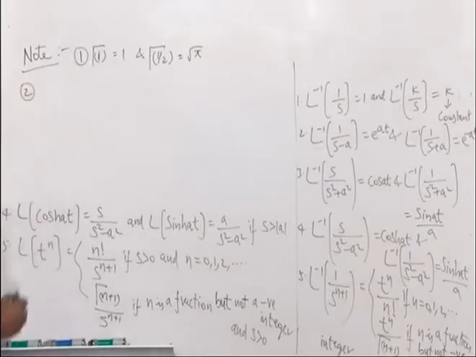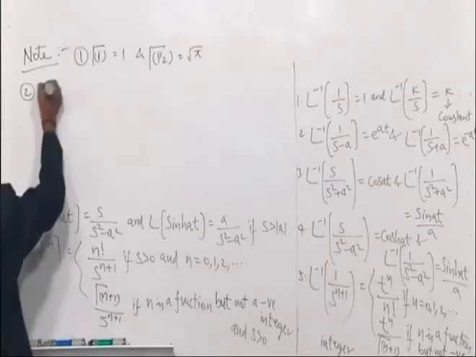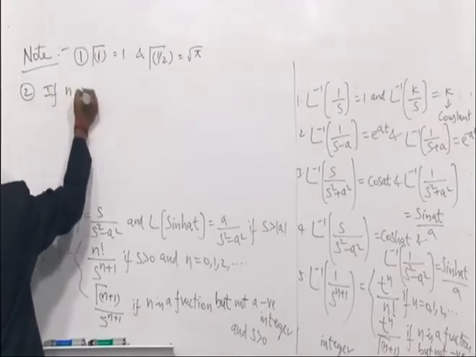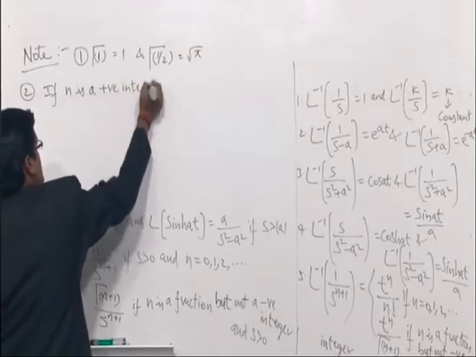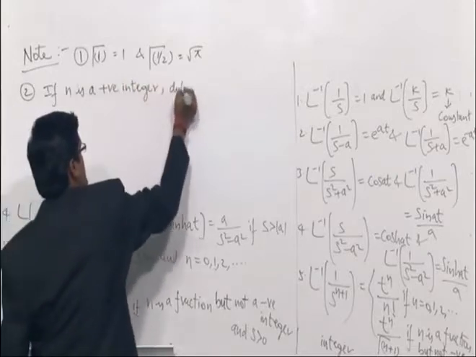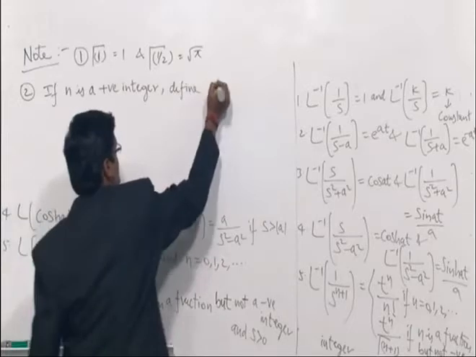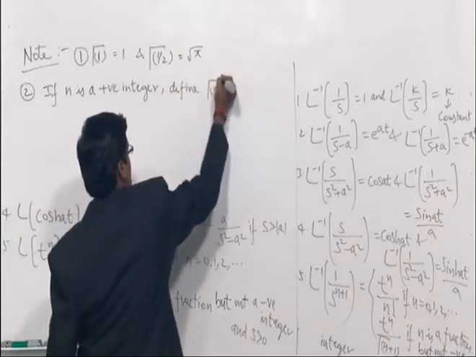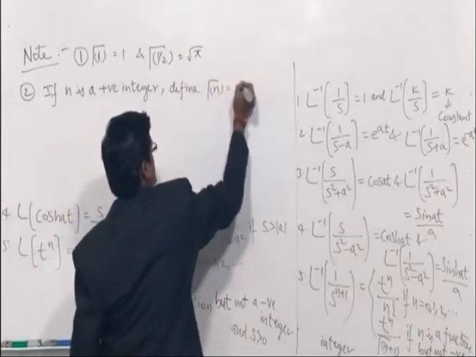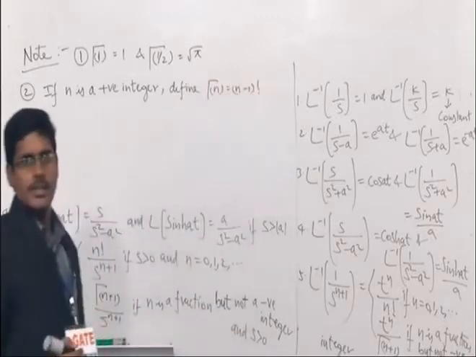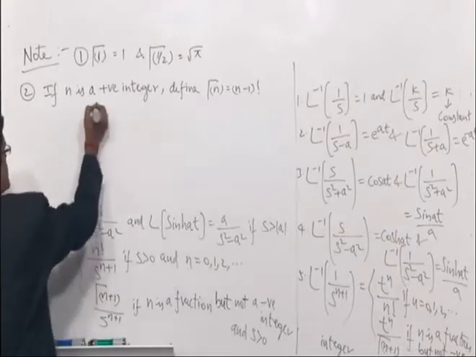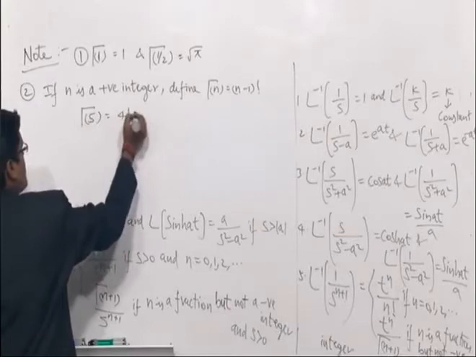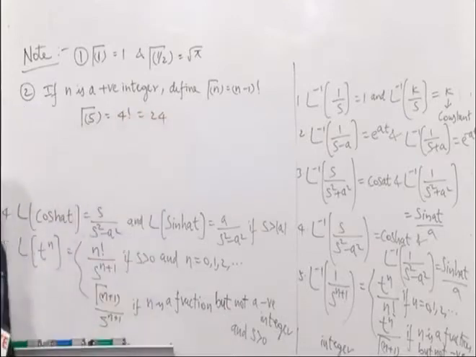Second note point. If n is a positive integer, define gamma n is equal to n minus 1 factorial. Subtract 1 and then apply factorial. See, example, gamma 5 is equal to 5 minus 1, 4 factorial, value 24.